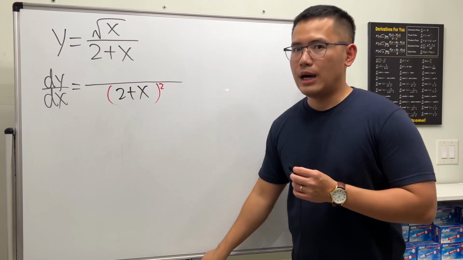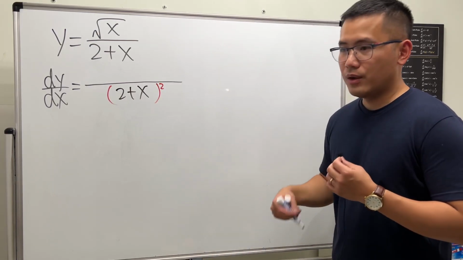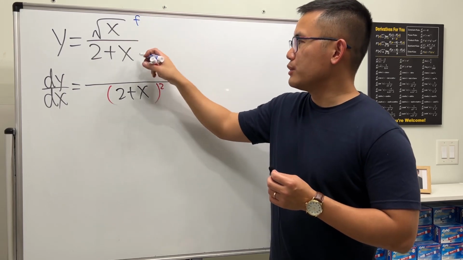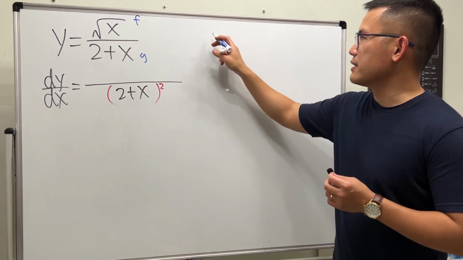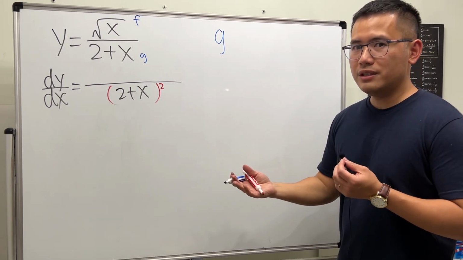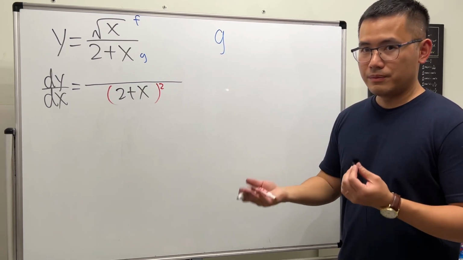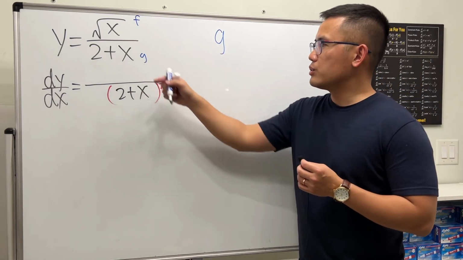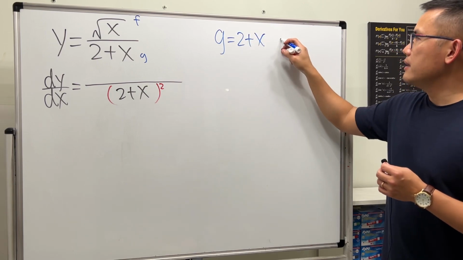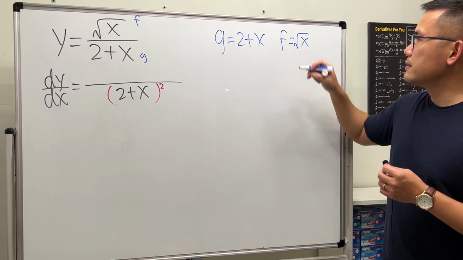Now the question is how do we remember the top? And this is how I tell you guys, right? The top is called the f, the little f, and then the bottom is g. Let's just write it down on the side. G goes first because this is the quotient, which is the opposite of the product. G is 2 plus x. And then f is square root of x.